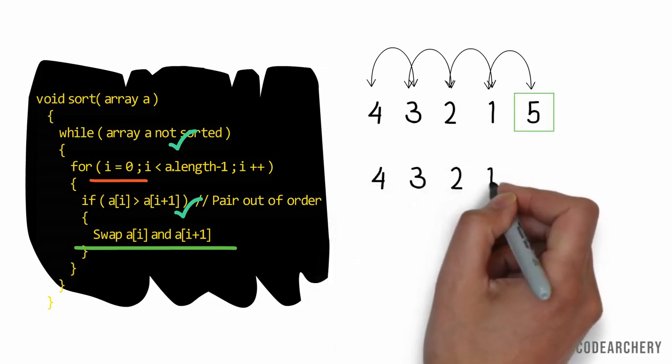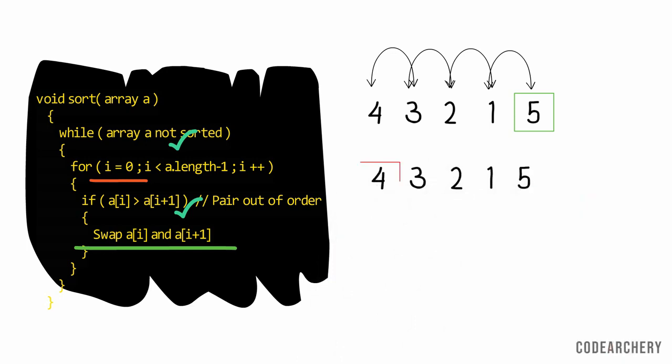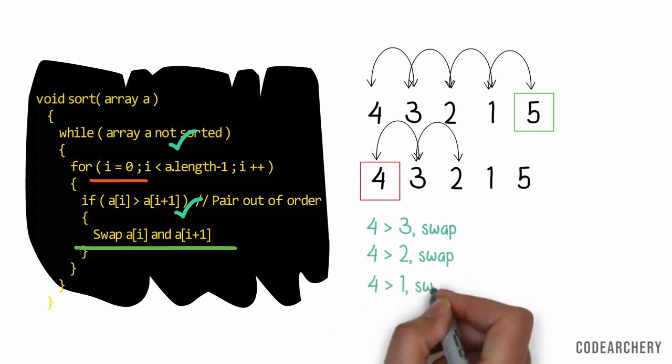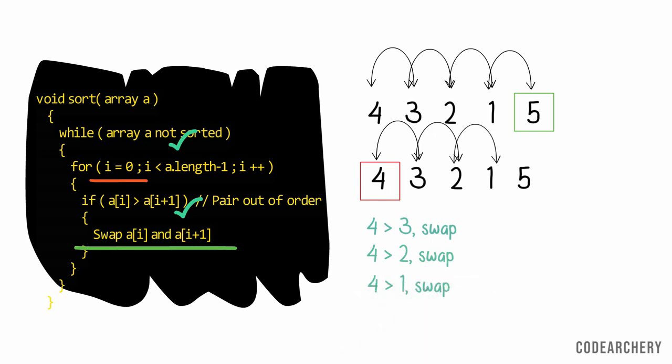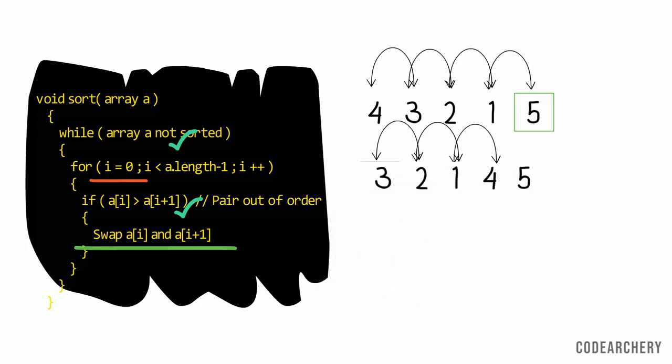Now in the second iteration, we'll again repeat the process. Since 4 is greater than 3, we'll swap. Again after swapping, 4 is greater than 2, so again we'll swap. And after swapping, 4 is greater than 1, so again we'll do another swap. So our list will look like 3, 2, 1, 4, 5. Now after the second iteration, the last two elements are at their correct positions.